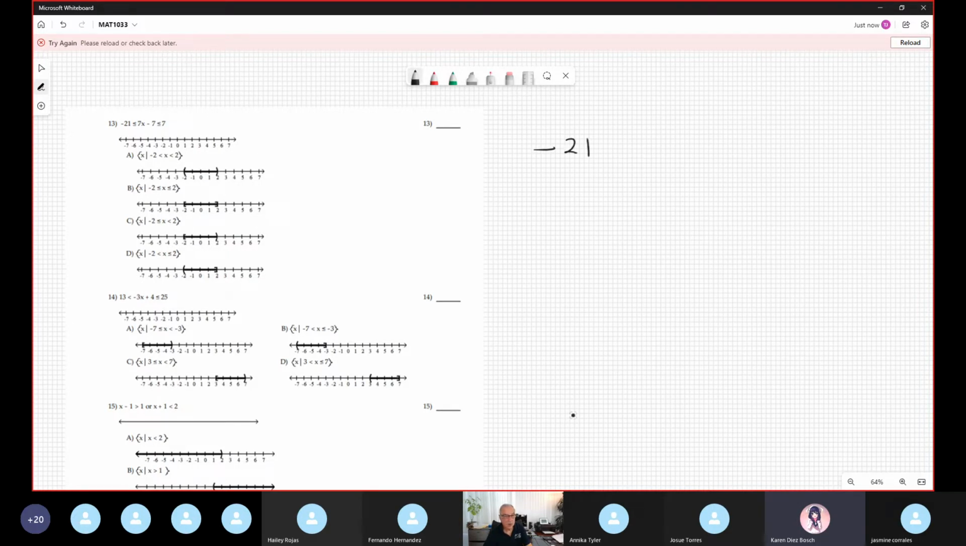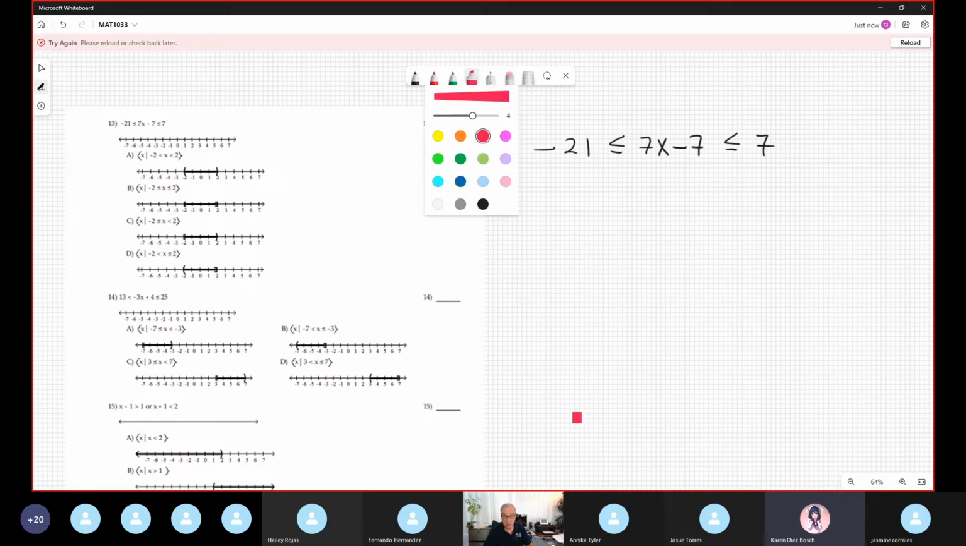-21 less than or equal to 7x minus 7, less than or equal to 7. This is a classical three-part inequality, right? And not necessarily separate. The three-part is important. So what should I do? Well, my goal is to solve for x. So not necessarily separate, guys, in two. You automatically solve for x inside this.